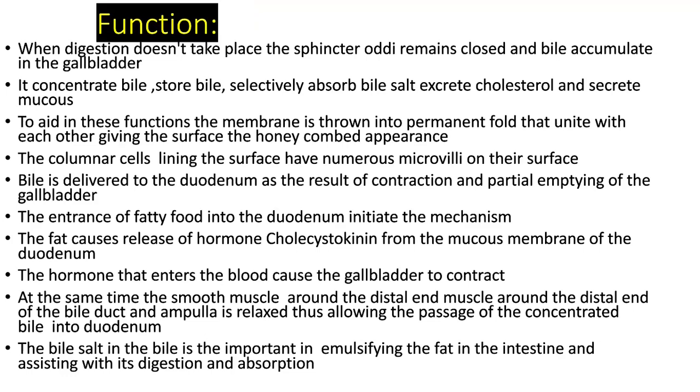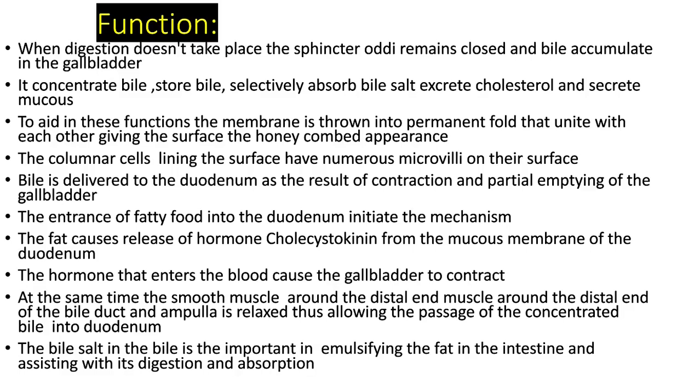Function one: digestion doesn't take place. The sphincter of Oddi remains closed and bile accumulates in the gallbladder. It concentrates and stores bile, selectively absorbs bile salt and cholesterol, and secretes mucus. To aid in this function, the membrane is thrown into folds that unite with each other, giving the surface a honeycomb-like appearance. The columnar cells lining the surface have numerous microvilli on the surface, and bile is delivered to the duodenum as the result of contraction and partial emptying of the gallbladder.